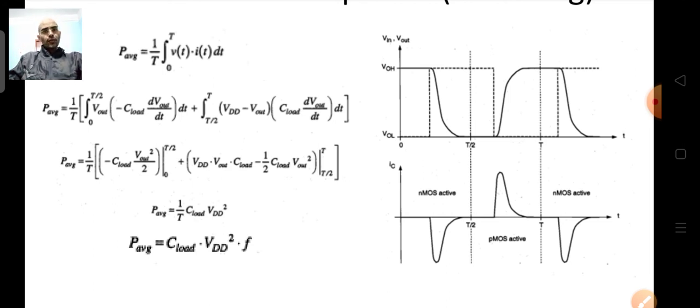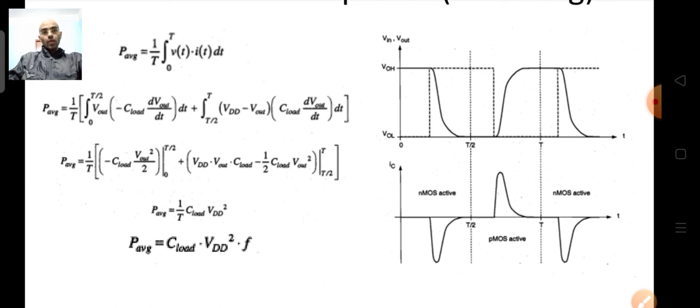Once we solve it and substitute the limits, we find that our average switching power dissipation depends upon the load capacitance, the square of the power supply voltage, and the switching frequency. If the switching frequency is more, then the power dissipation is more. If you increase the supply voltage, the switching power dissipation will be proportional to the square of the supply voltage. It is also dependent upon the load capacitance. So keep in mind that the average switching power dissipation depends upon three things.